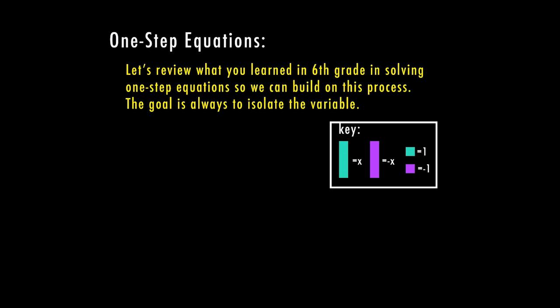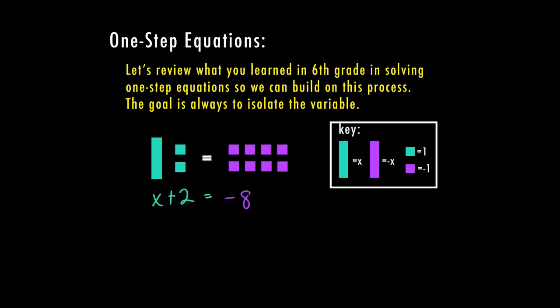So let's look at the problem that we have first. It shows us that on the left side of that equal sign we have a green rectangle, so that would be an x, and then we have two squares, so that's a plus 2 because they're positive. On the right side we have 8 purple squares, so that would be negative 8. We would technically just take each one of those individually and add them up to find our total.